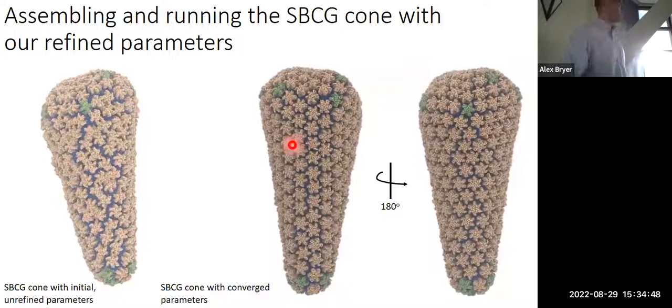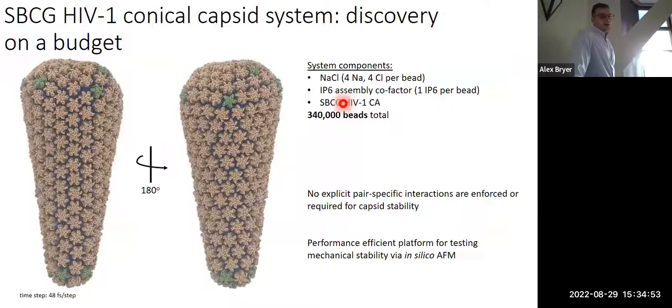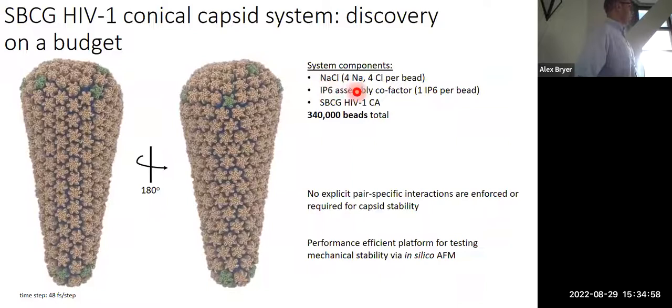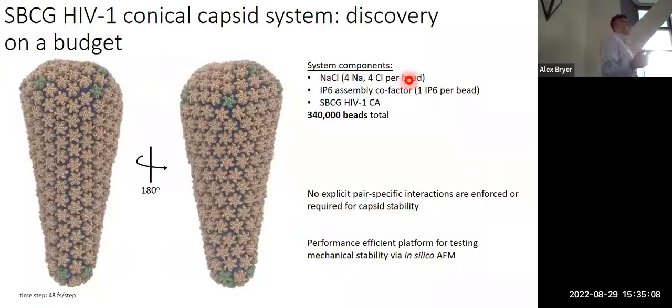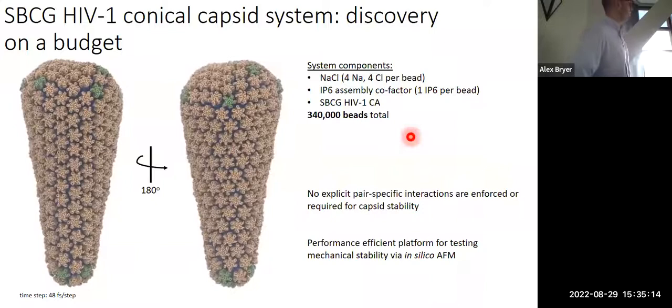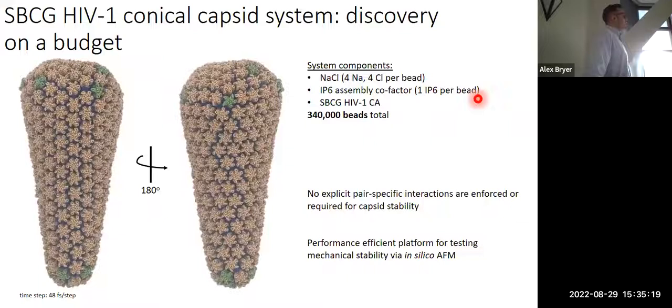So to quantify the size for you, this is a pretty simple system. We have sodium chloride, and we use CG sodium and chloride, which we create using the standard combination rules. We have plus one and minus one charges, and each one represents a grouping of four Na and four Cl per bead. We have coarse grain IP6, which I showed you in that second slide, as an assembly cofactor, which sits in the middle of each of these hexameric and pentameric pores. And then we have our CA conical capsid.